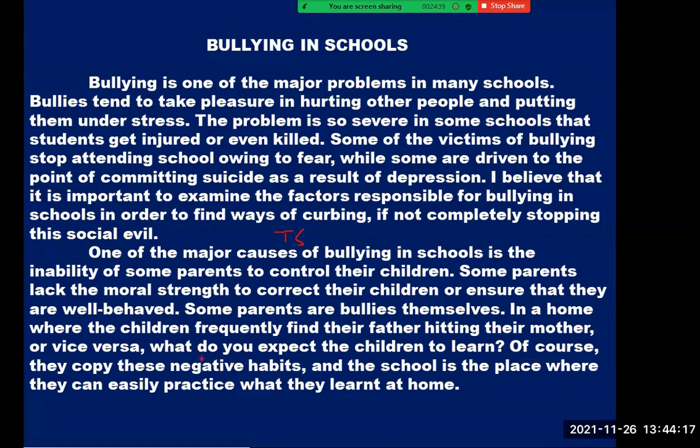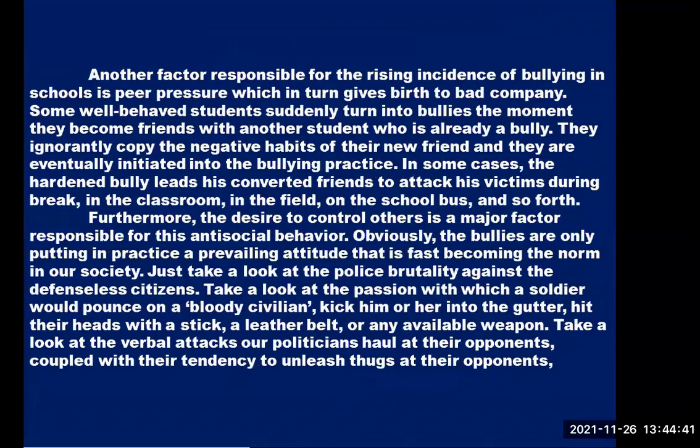Of course, the children copy these negative habits, and the school is the place where they can easily practice what they learned at home. So you have actually developed the point you raised here to a logical conclusion, and that is really very, very important in writing a composition. Okay, so let's now go to our next paragraph.